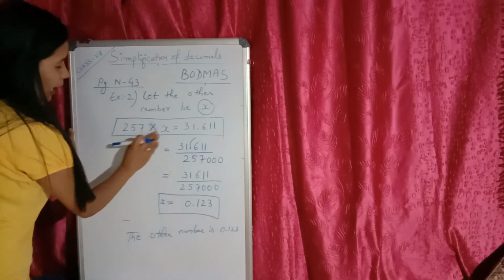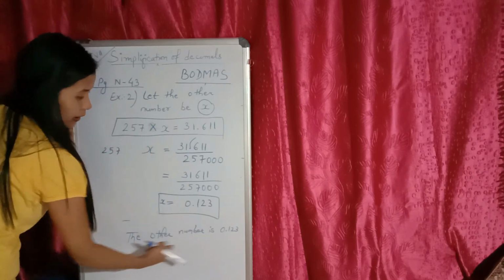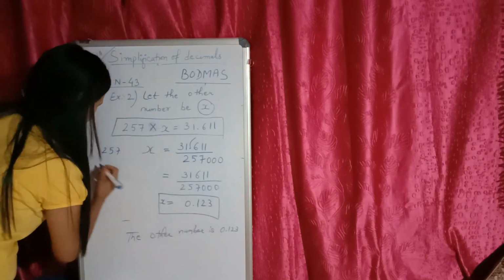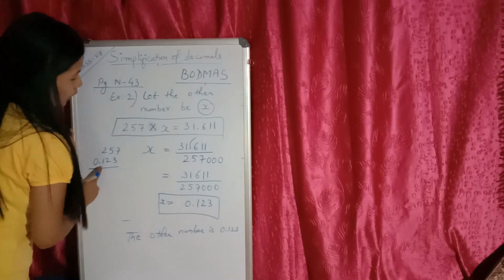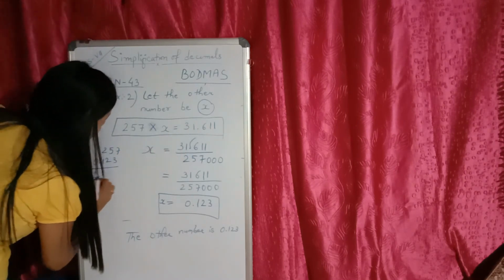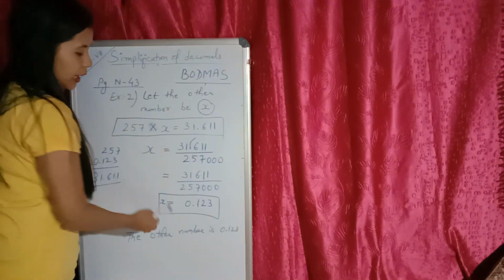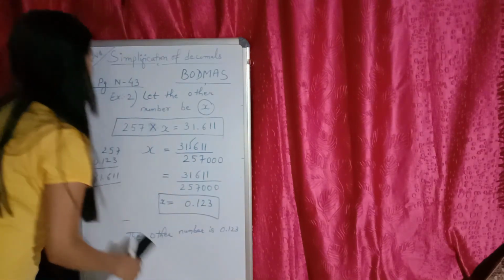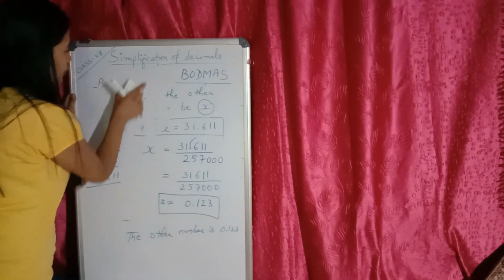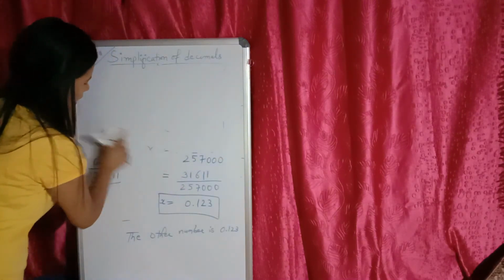So the equation we have is this: 257 into x. So that x we have got as 0.123. So when we multiply these two numbers, we have to get the product as 31.611. If you get this, then your value of x is absolutely correct. Okay. So with this explanation, I think you will be able to solve exercise 3D question number 8.